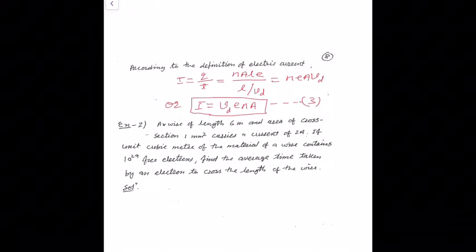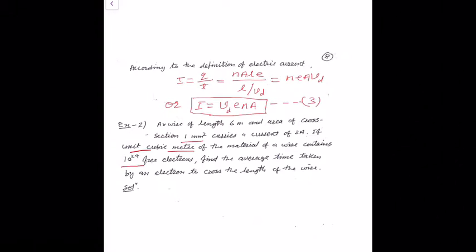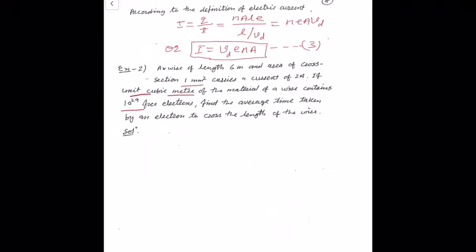Example: a wire of length 6 meter and area of cross section 1 millimeter square carries a current of 2 ampere. If a unit cubic meter of the material of the wire contains 10 to the power 29 free electrons, find the average time taken by an electron to cross the length of the wire.